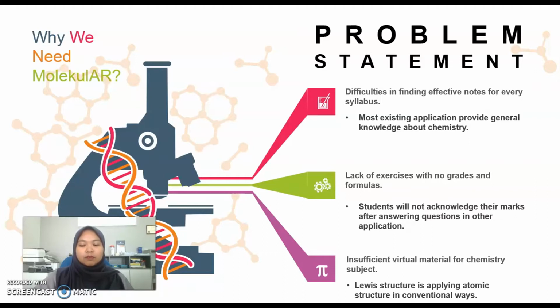Lewis structure is applying atomic structure in conventional ways. As we all know, atomic structure is a subtopic in Chapter 2 of the Form 4 syllabus, which focuses on how atomic structures bond together to form a molecule. So students must really understand what atomic structure is and what it looks like.